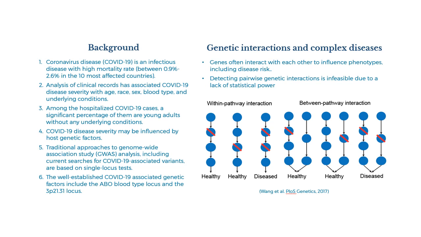COVID-19 is highly contagious and has a high mortality rate. So far, from clinical data, we learned that COVID severity is associated with age, race, blood type, and underlying conditions such as heart problems and hypertension. But at the same time, there are also young adults without any underlying conditions who still need hospital care after getting COVID. So this suggests COVID severity may be influenced by host genetic factors.